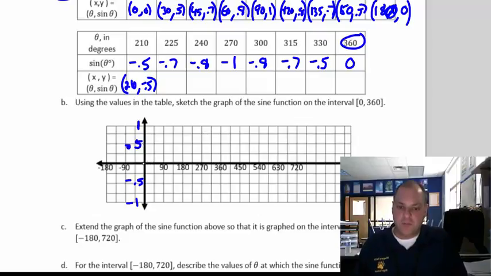So 0, 0, bam, right there. 30, 0.5. Now, this is 90. So in the middle of 0 and 90 is 45. So 30 is like right here, and then 0.5 is like right here. So right about there. 45, 0.7. We said this is 45, and then 0.7, this is 0.75, so 0.7 is like right there. 60, 0.8. Just a little, yeah, that's too high. Just a little bit above 0.75.